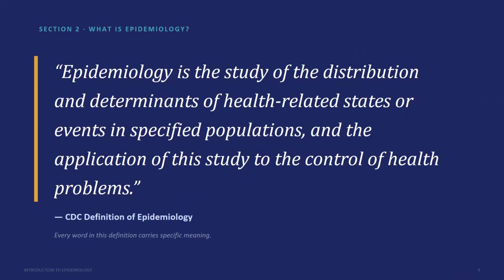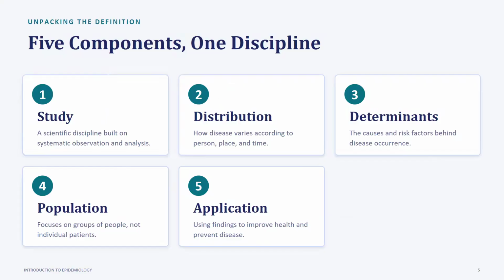So, defining epidemiology, this is the study of the distribution and determinants of health related states or events in specified populations and the application of this study to the control of health problems. There are five major components of this definition. The first term is study. This is a scientific discipline built on systematic observation and analysis.